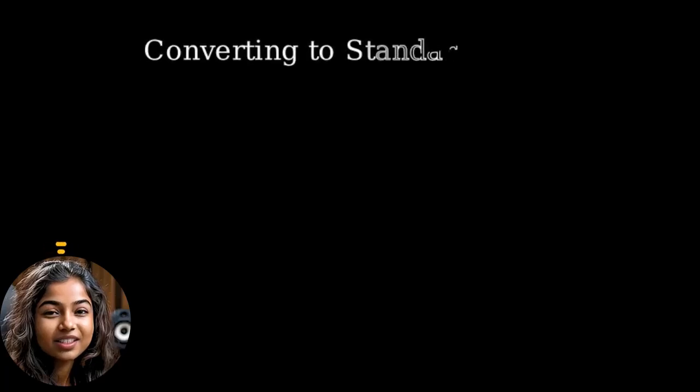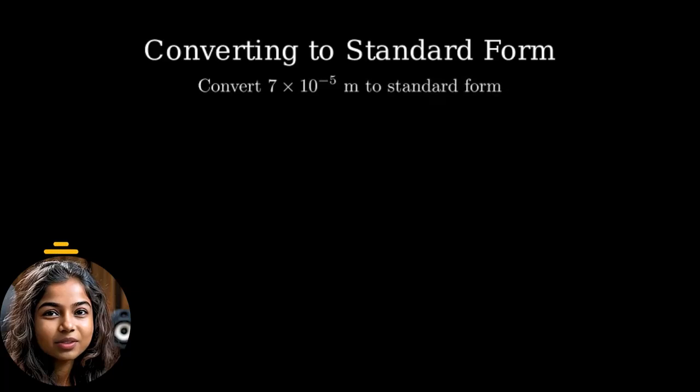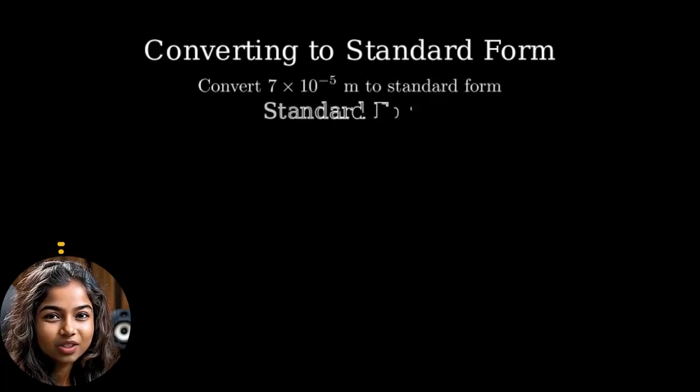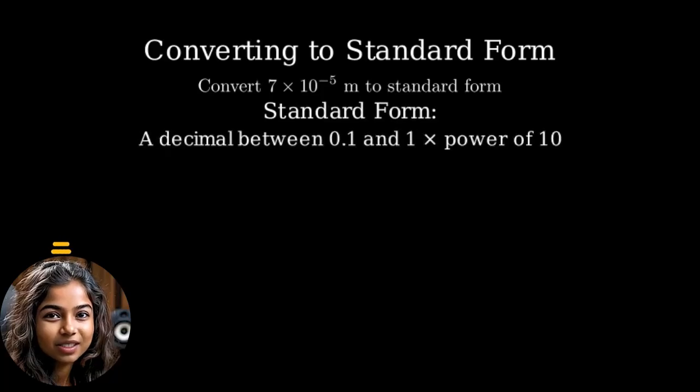Let's solve this problem about converting a number to standard form. The question asks, what is the standard form of 7 times 10 to the negative 5 meters? First, let's recall what standard form means. Standard form is when we write a number as a decimal between 0.1 and 1, multiplied by a power of 10. For example, 0.05 would be written as 5 times 10 to the negative 2 in standard form.